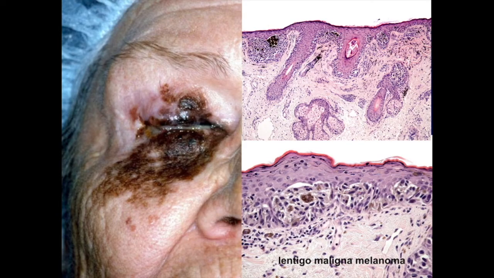This is an example of a malignant process, a so-called Hutchinson's melanotic freckle, or lentigo maligna. This can give rise to a melanoma, lentigo maligna melanoma. And we see the clumps or aggregates of atypical malignant melanocytes at the base of the epidermis.